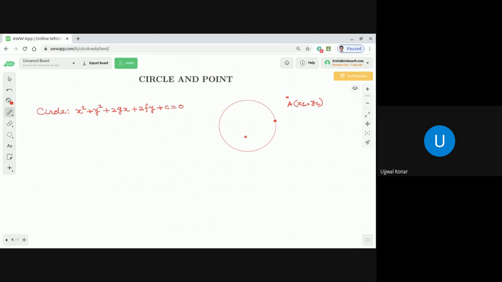But we are going to do this without the graph. We are just doing the algebraic method. We are going to conclude whether the point is outside the circle, on the circle, or inside the circle. How to achieve that?